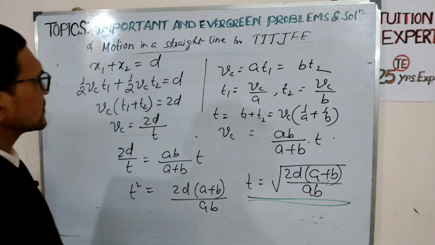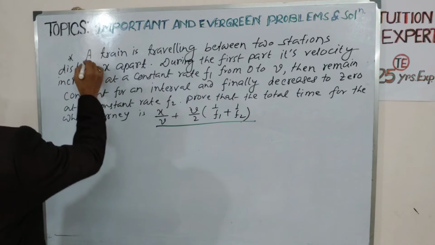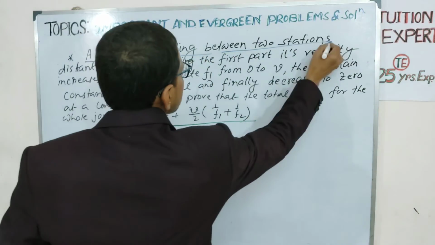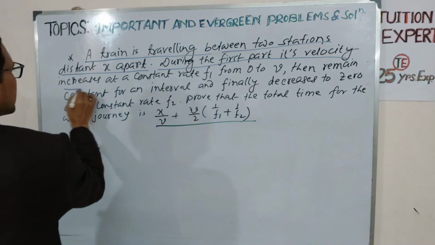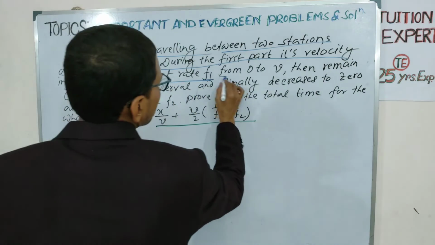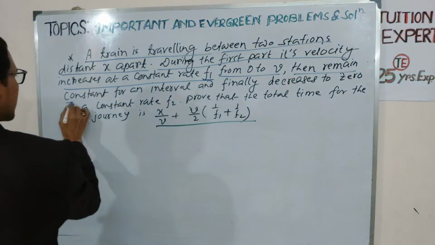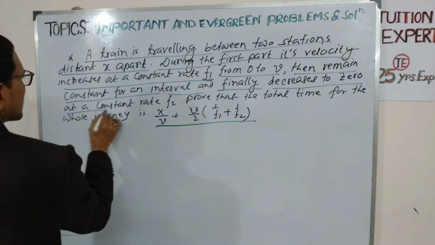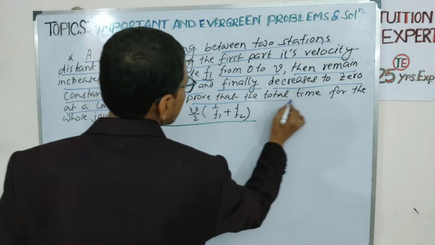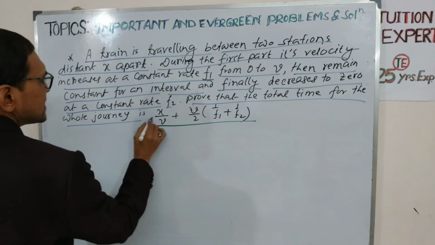Problem: a train is traveling between two stations, distance x apart. During the first part, its velocity increases at a constant rate f1 from 0 to v, then remains constant for an interval, and finally decreases to 0 at a constant rate f2. Prove that the total time for the whole journey is this.